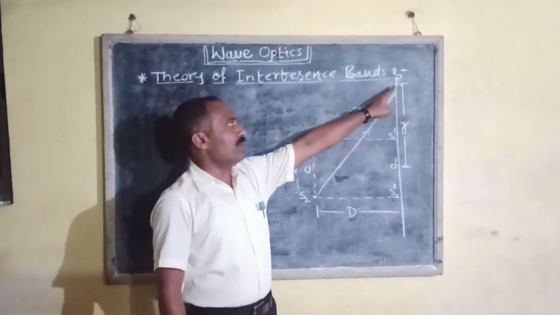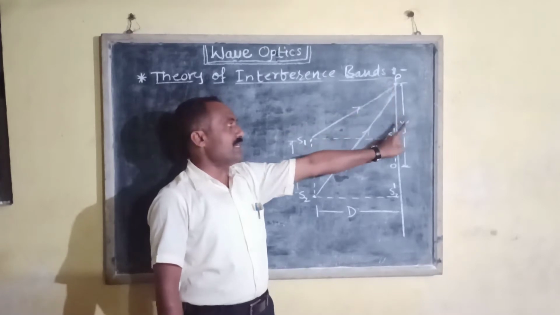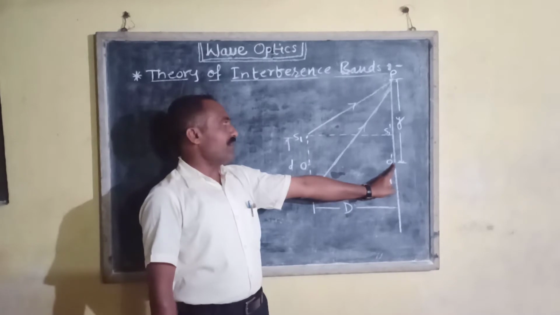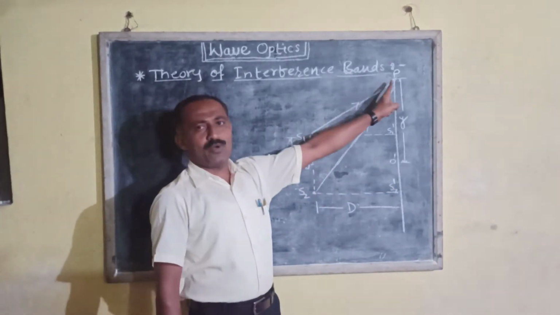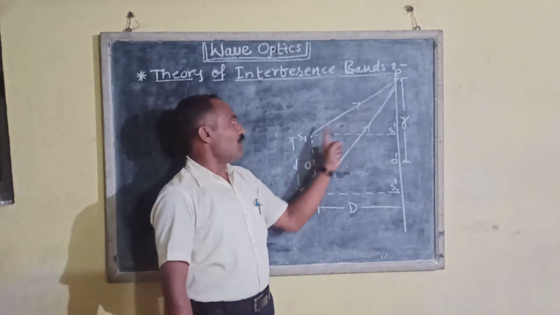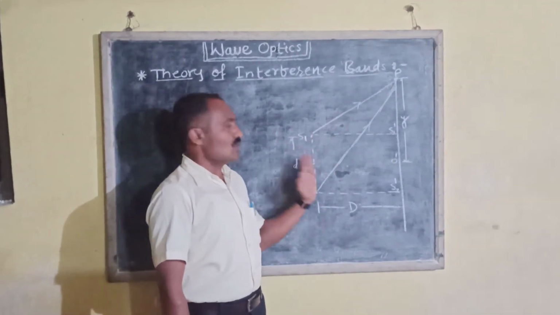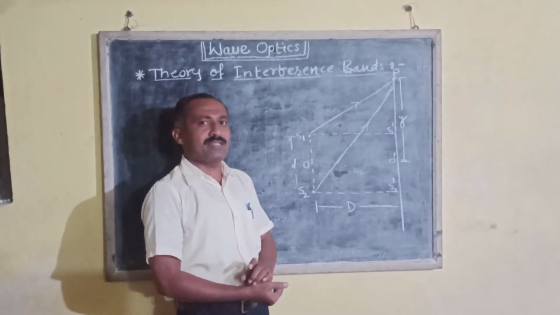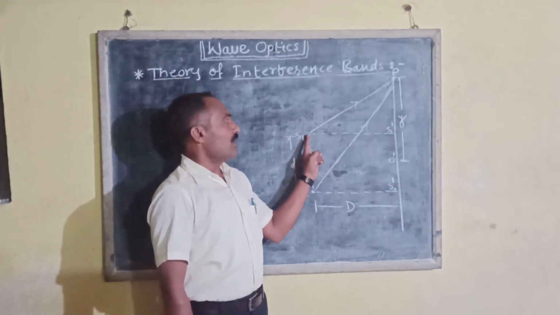Now we have to find the position of the other fringes obtained on the screen. Consider any point P on the screen, a fringe P at a distance y from O dash. The light waves reaching point P from S1 and S2 do not cover the same distance, they cover different distances, and therefore there is a phase difference between the two waves arriving from S1 and S2.